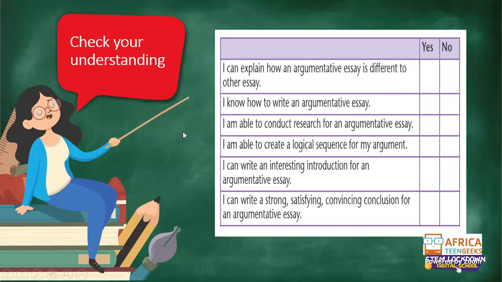Let's check your understanding for what an argumentative essay is. Number 1, I can explain how an argumentative essay is different to other essays. I know how to write an argumentative essay. I am able to conduct research for an argumentative essay. I am able to create a logical sequence for my argument. I can write an interesting introduction for an argumentative essay. I can write a strong, satisfying, convincing conclusion for an argumentative essay. I'm going to give you guys 5 minutes to check your understanding on an argumentative essay.